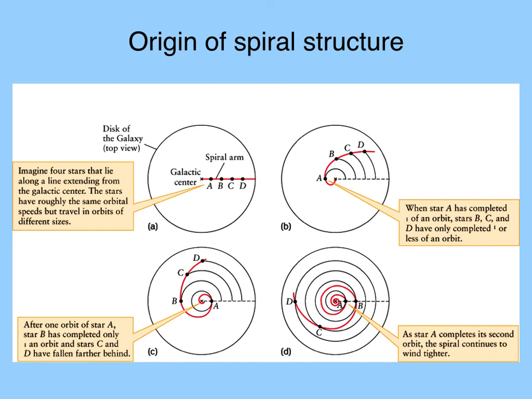In panel C, you see that after one orbit of star A, the star B will be the next one to complete one orbit, then star C, then star D, and so on and so forth, and they will keep falling behind one another. After star A completes its second orbit, the spiral will continue to tightly wind around the galactic center. Now, this is how we believe that grand design spirals are created. The wave acts as a density wave moving in a galaxy, and the interstellar gas and dust which moves in the galaxy with much higher speeds relative to the density wave hit it and start forming stars.